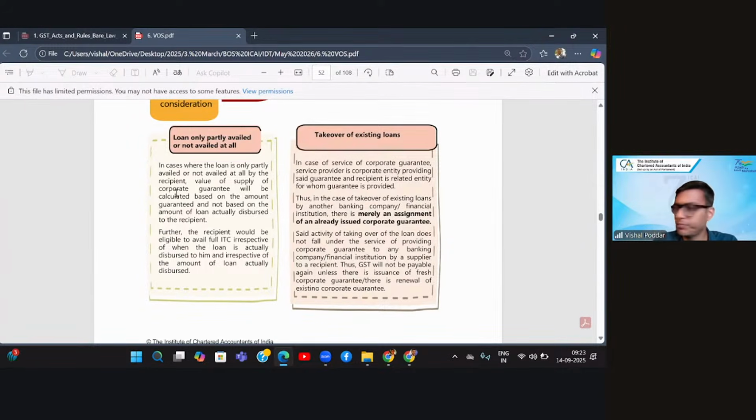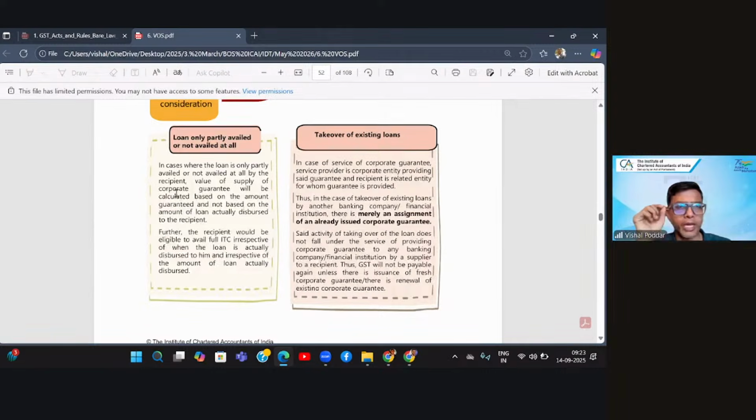Can you please read this part? Yes, sir. Loan only partly availed or not availed at all. In cases where the loan is only partly availed or not availed at all by the recipient, value of supply of corporate guarantee will be calculated based on the amount guaranteed and not based on the amount of loan actually disbursed to the recipient. Further, the recipient would be eligible to avail full ITC irrespective of when the loan is actually disbursed to him and irrespective of the amount of loan actually disbursed.